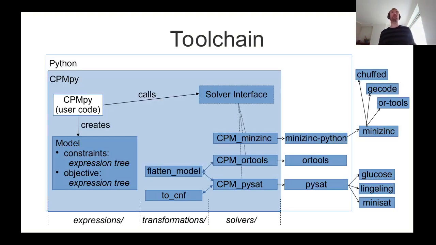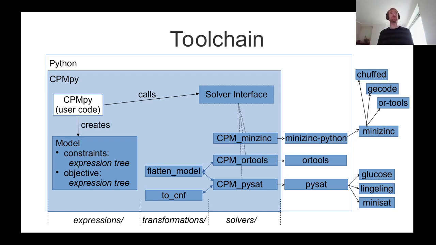So this is what the tool chain looks like. The user writes CPMpy code. You've seen many examples by now. In this CPMpy code, they create a model, and a model is a list of constraints where each constraint is an expression tree, as well as one objective, which is also an expression tree.